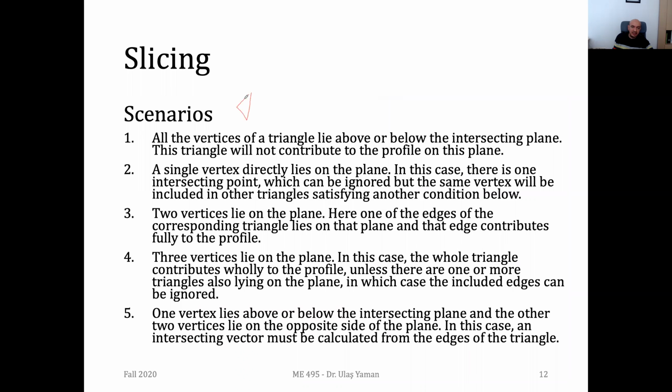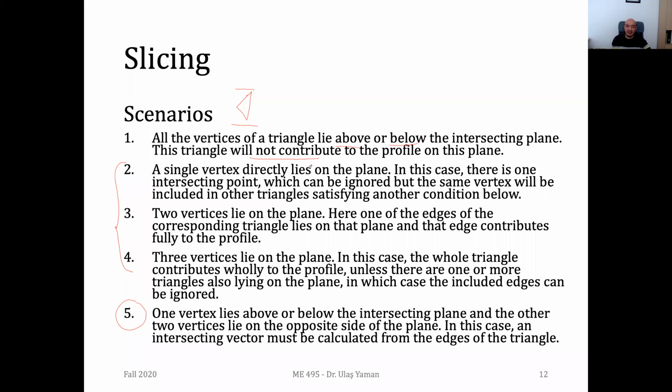If this is a triangle, then our slicing plane is above or below the triangle. That means the triangle will not be contributing to the profile, so we can simply skip it and not spend time on it. But for the rest, it's a bit different. For the last one, we need to spend more time, since we need to do some computations for the intersection of the lines with the plane. So let's have a look at the second one once again.